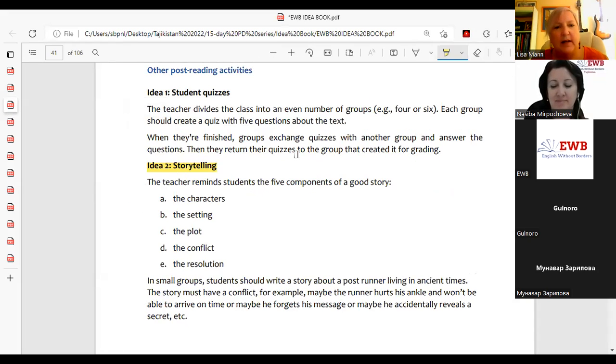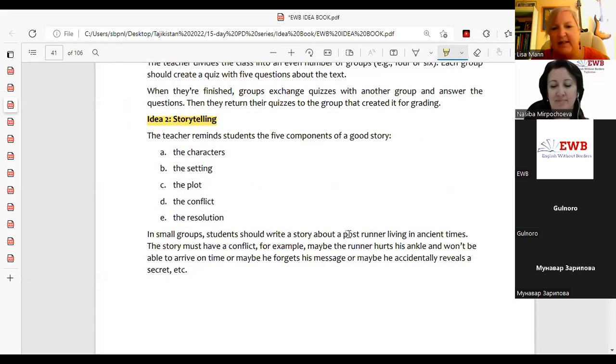And in that text, the text talks about a post runner. And this was in ancient times. There would be a guy who would remember a message and he would run to the next village and then tell the message to the receiver, right? So that's a pretty rich concept, right? You can imagine how that is.